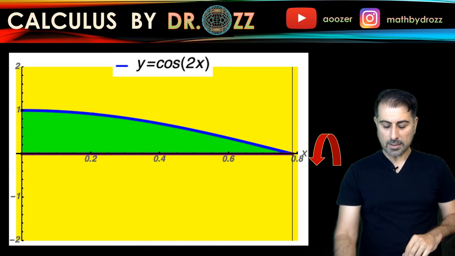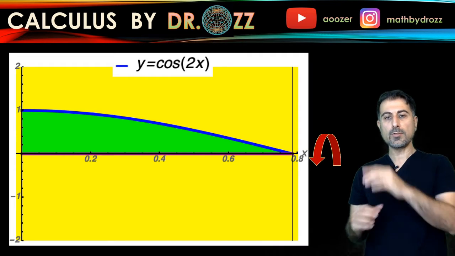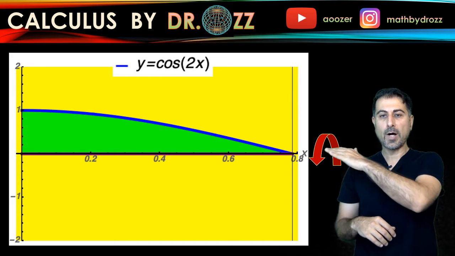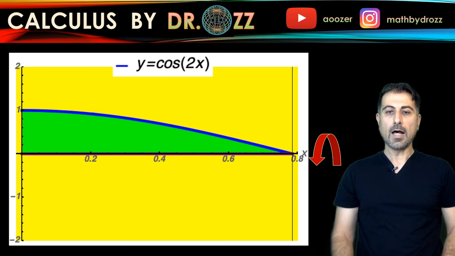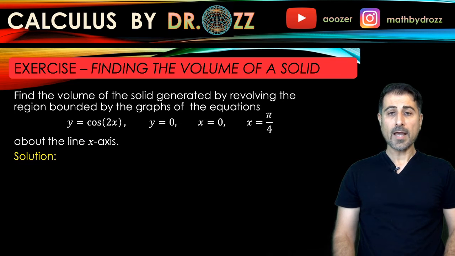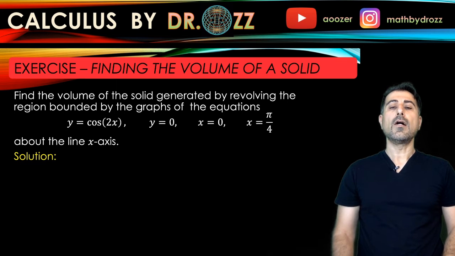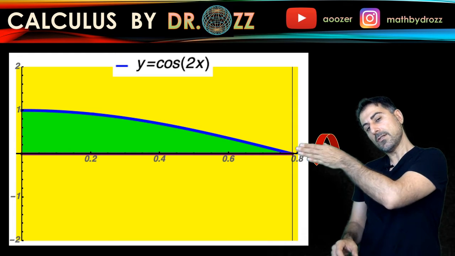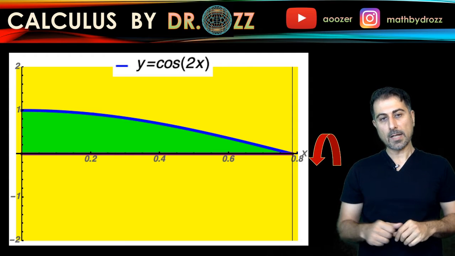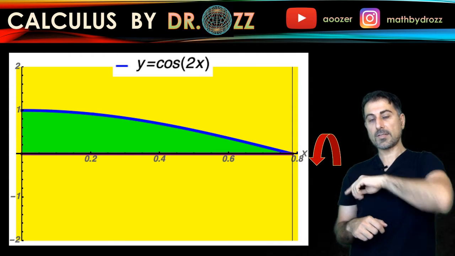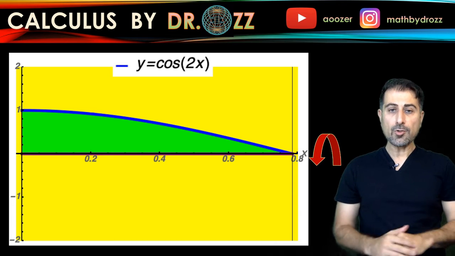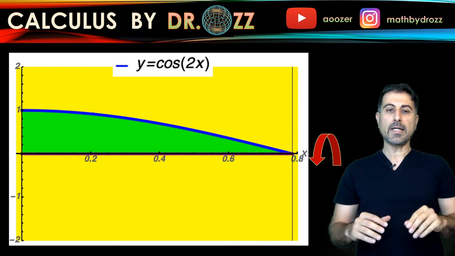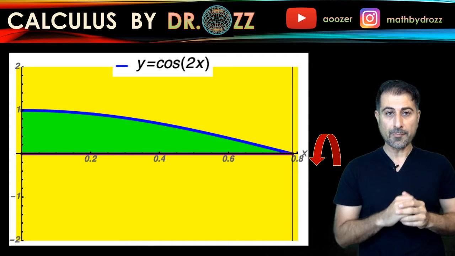So let me quickly show you what the region looks like. You have the blue curve, which is cosine 2x, the x-axis, the y-axis, and the axis of revolution is the x-axis. The very right end of the region is bounded by the vertical line x equals pi over 4. I'm going to use the disk method for this, and you're going to find the details within the video. All right, let's get started.